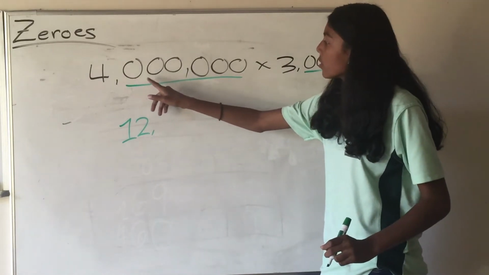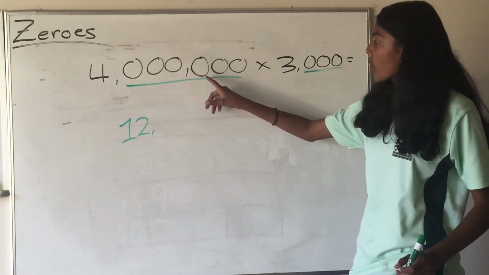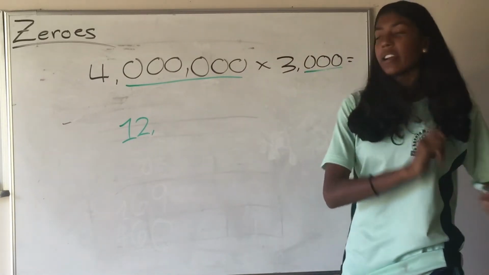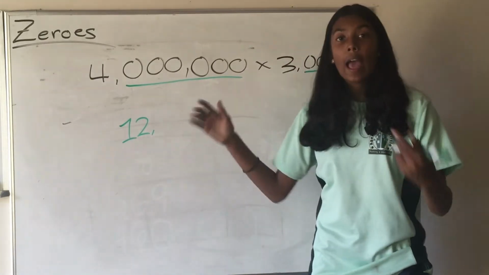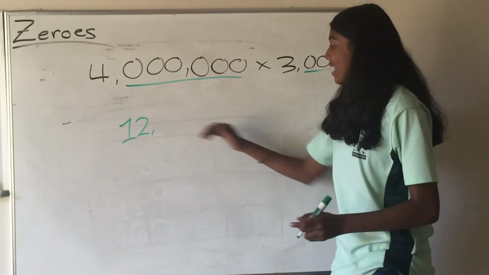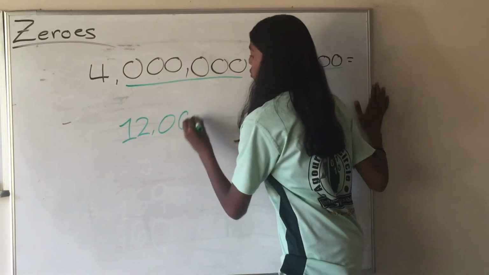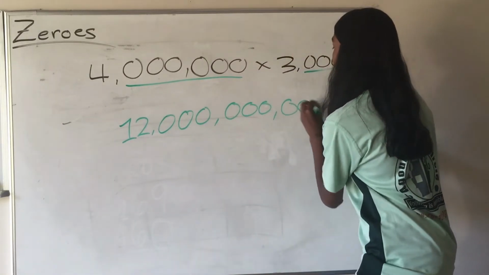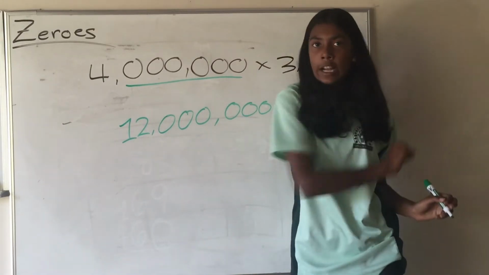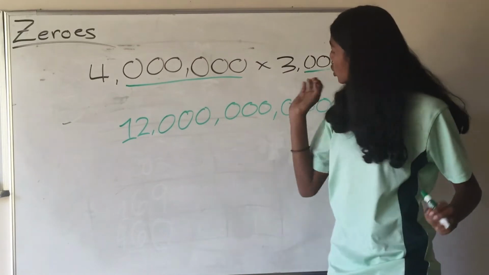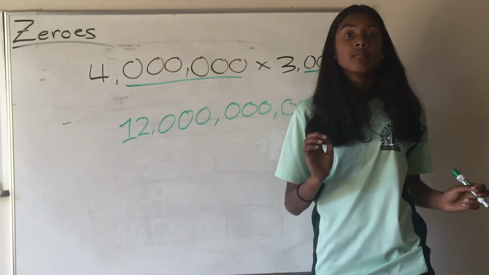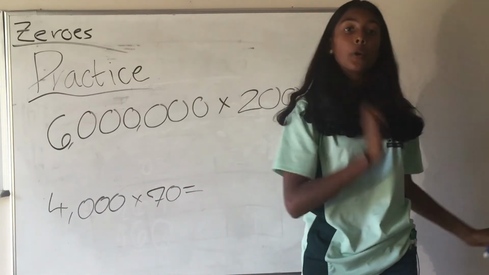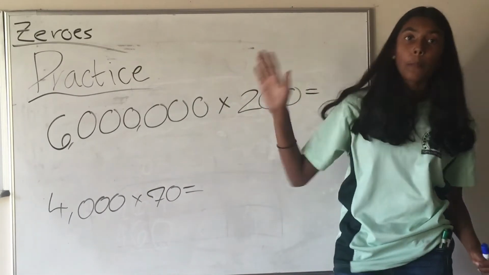We have 1, 2, 3, 4, 5, 6, 7, 8, 9. So you're going to add 9 zeros to the end of 12. So 1, 2, 3, 4, 5, 6, 7, 8, 9. And that's your answer. I believe that is 12 billion. So as you guys know, practice is important. So that's why we're going to do some practice.